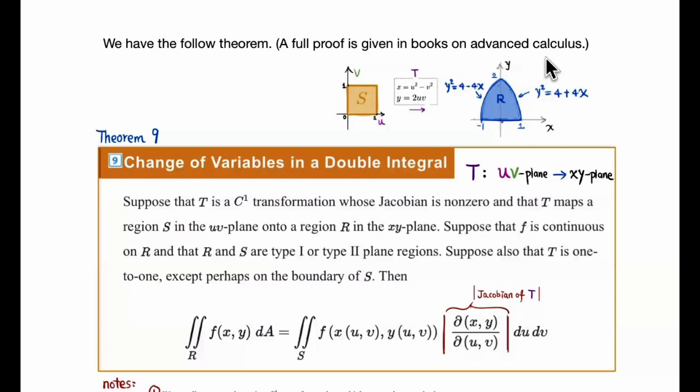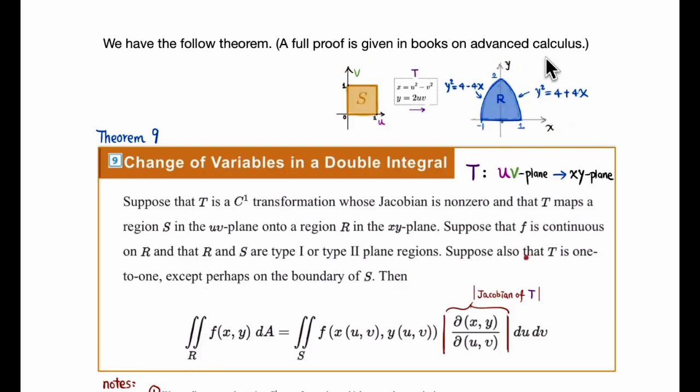Change of variables in a double integral. Suppose T is a C1 transformation whose Jacobian is non-zero, and T maps a region S in the UV plane onto region R in the XY plane. Suppose a function f is continuous on this region R, and R and S are type 1 or type 2 plane regions.